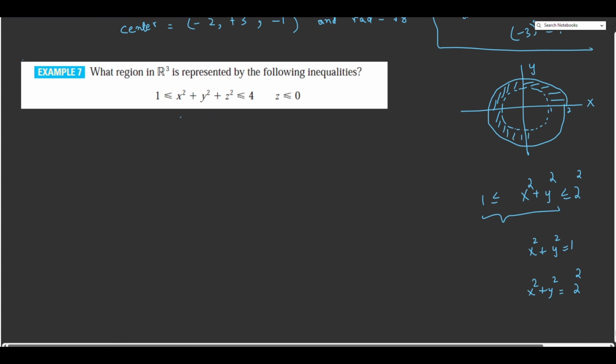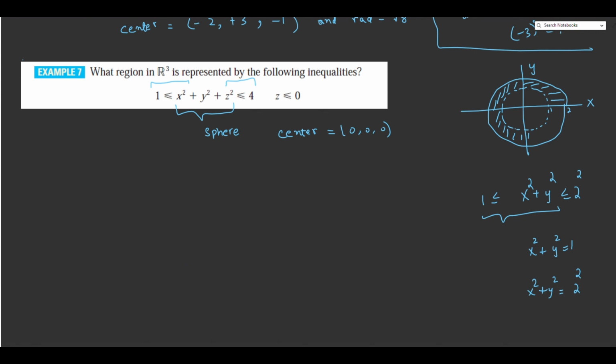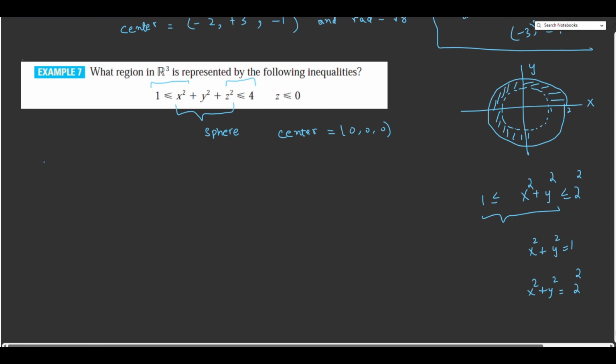Now here what do we have? Here we have this thing. It represents a sphere. And what is the center? The center equals 0, 0, 0. So if I consider this left side, here the radius will be equal to 1, and for this right side the radius will be equal to 4. So together these two things represent the region between the two spheres, and you can imagine them in the following way.